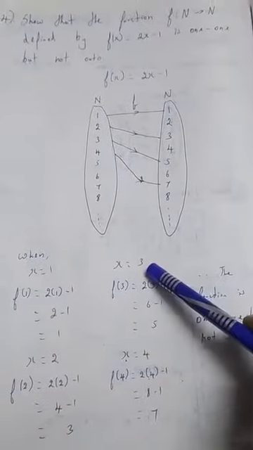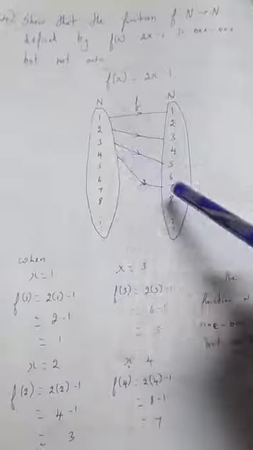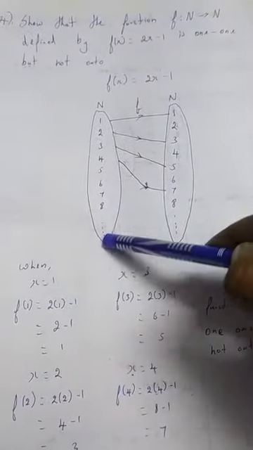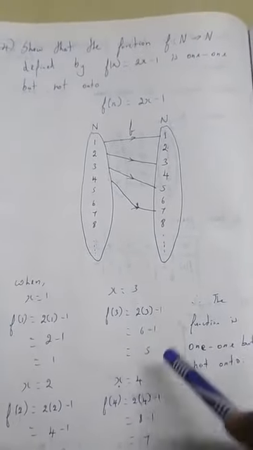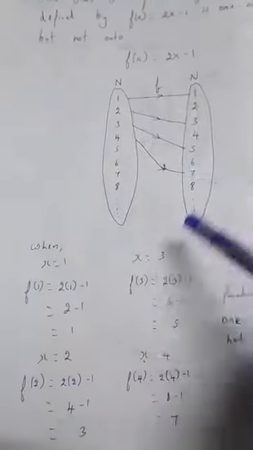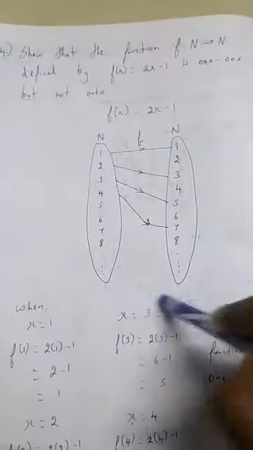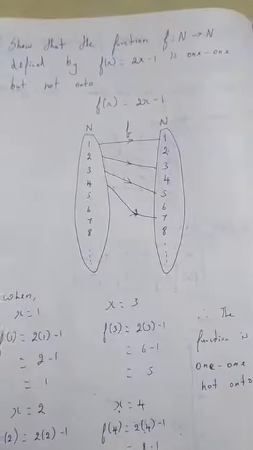The same way, for x is equal to 3, y is 5. When x is equal to 4, y is 7. Well, the same way we can find out the values for all the numbers. So let's stop here itself. So now we have to connect. So 1 and 1, 2 and 3, 3 and 5, 4 and 7. So with this arrow diagram, we have to show this function is 1 to 1 but not onto.